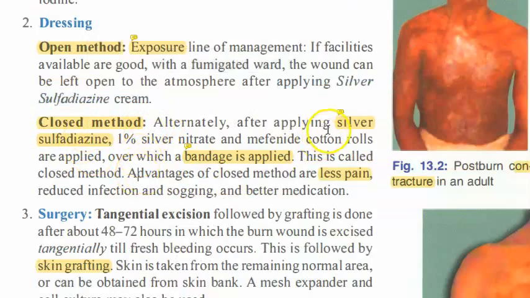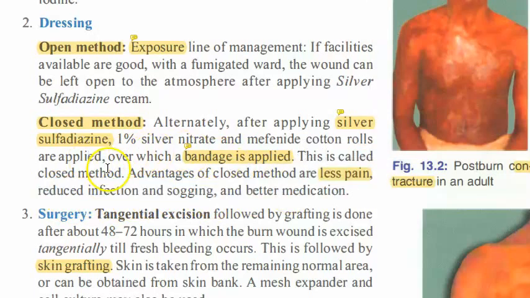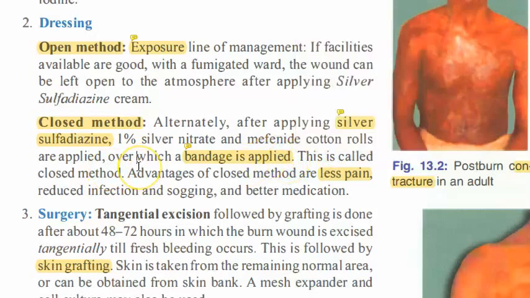But the closed method means what? You will apply silver sulfadiazine and silver nitrate or mafenide. All this you can apply, and on that you can put a bandage. So many bandage materials are there, absorptive, non-absorptive, etc. This is closed, so there'll be less pain and less infection. The thing is, you'll have to change this bandage twice daily.